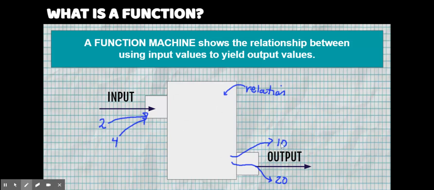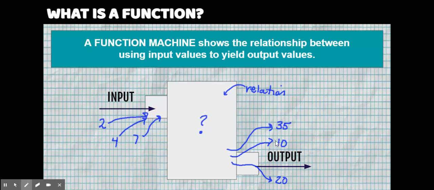to actually spit out of this machine a 10. That relationship inside needs to still be true for when you put a 4 in and get a 20, or when you put a 7 into the machine and out comes, hopefully, a 35. So what is happening inside that machine? And that is a look at the relationship between the input values and the output values.